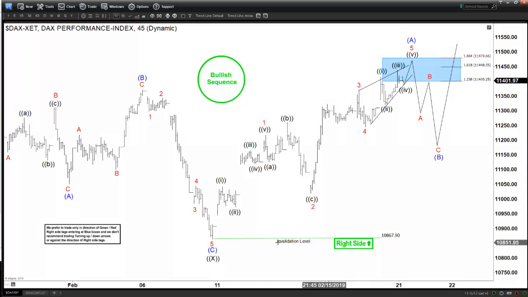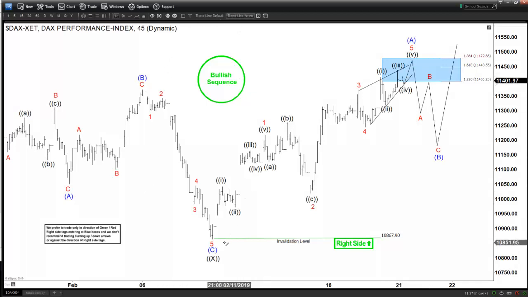Now we can see in the rally that starts from 10,867 low, this rally we are calling an impulse. We got 1, with 2 as an expanded flat, with 3, with 4, and then now an ending diagonal to finish with 5. So we should be able to finish this cycle perhaps with one more leg to the upside.